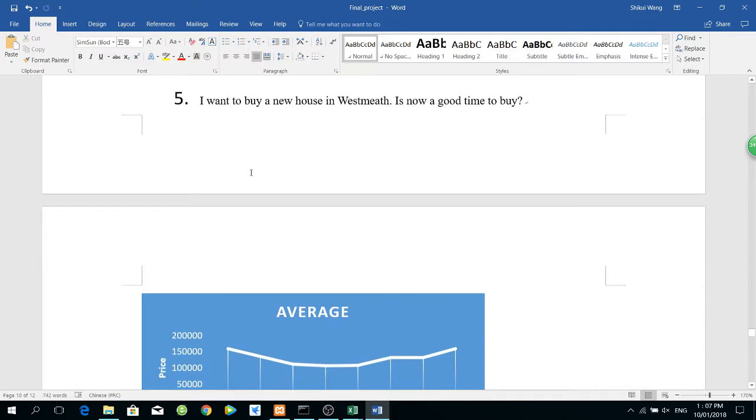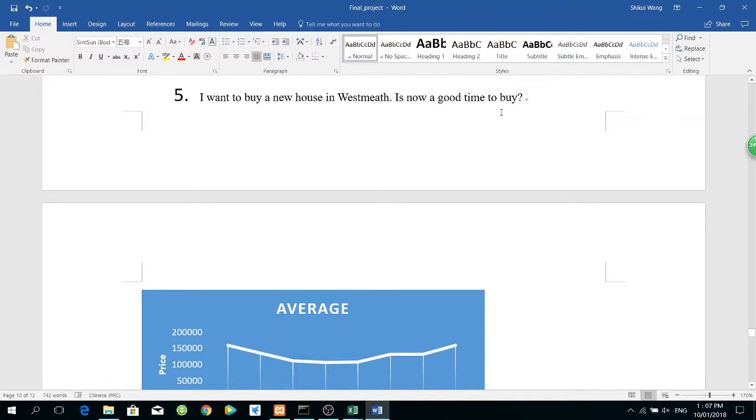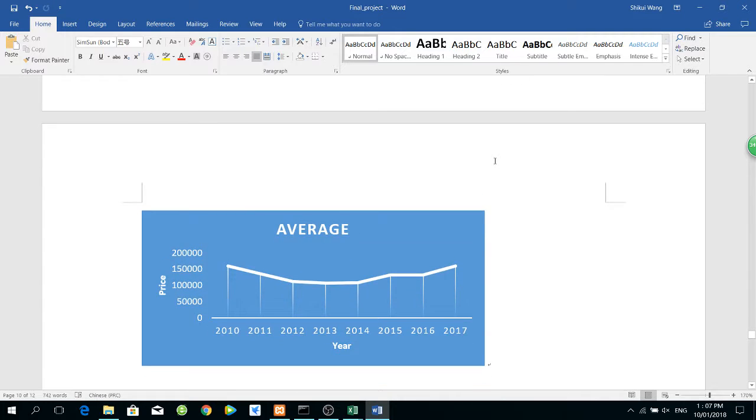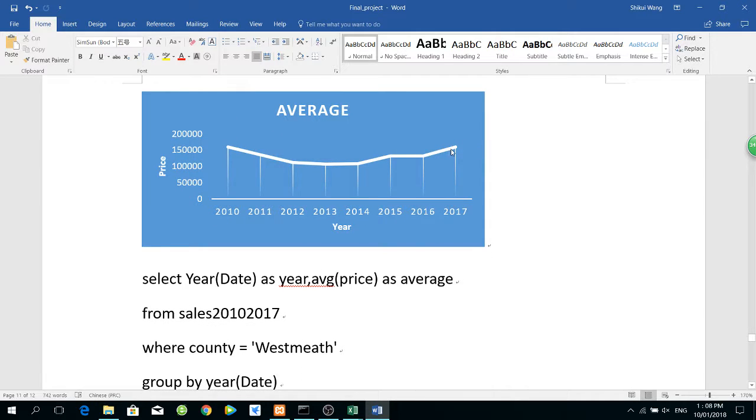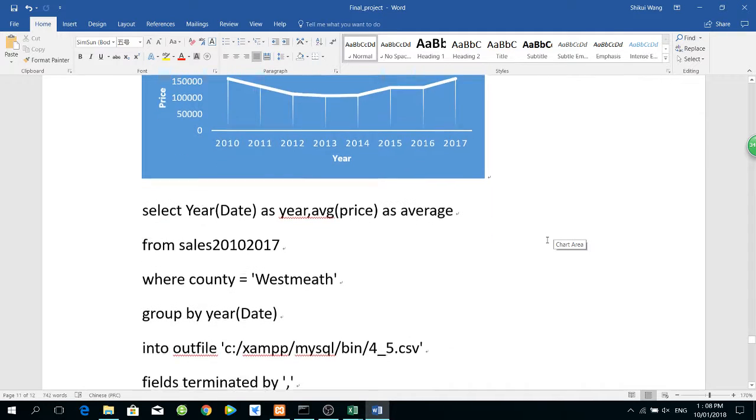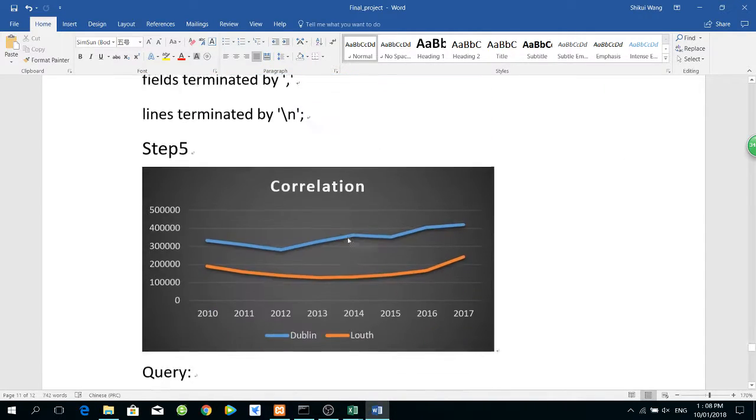So for the 5th question of step 4, is it a good time to buy a house in Western Mass? I have to say, from the graphic, if you want to make some investment, maybe you can get some interest. But if you just want to buy for living, it is maybe the highest in these 8 years. So I don't think you should buy it. I don't think it's a good time to buy one.